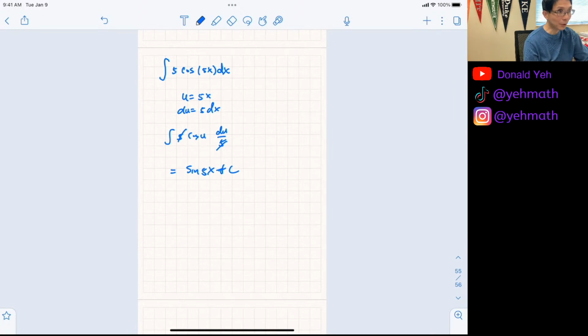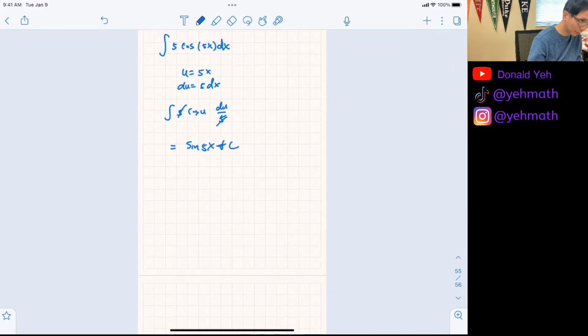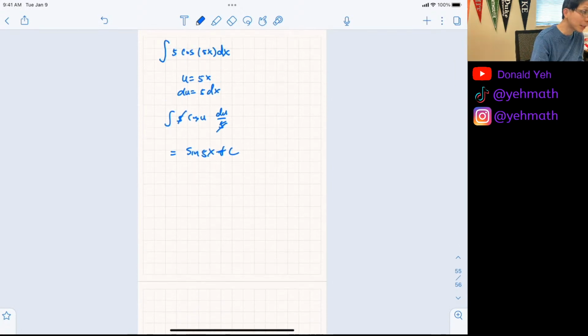The next one's a little bit tricky though. No, it's sine, but think about it. How do you think about integration? Just think about the derivative. The derivative of sine of 5x is equal to cosine of 5x times 5, which is exactly right. With that being said, this one's kind of tricky.